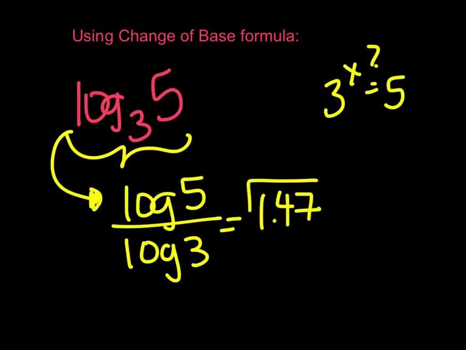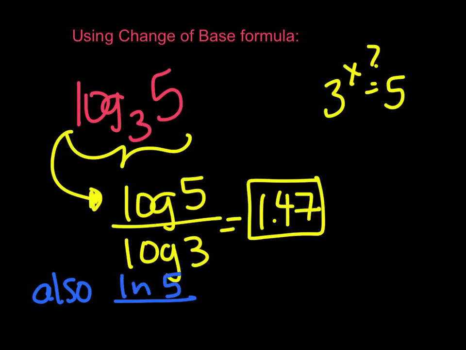The other thing you can do when you do logs, instead of doing log 5 over log 3, you can also do your natural log, natural log of 5 over natural log of 3, and it will actually give you the same thing. Oops, not 3. That should be a 7.